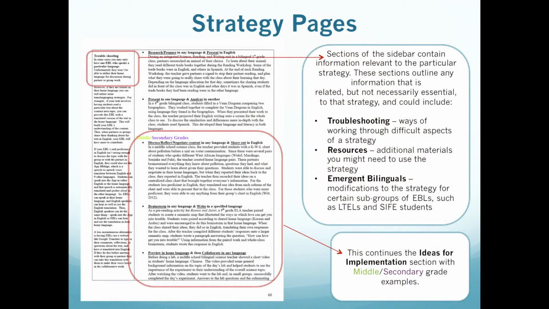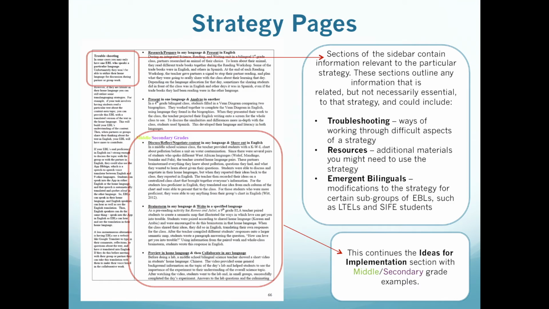The sections of the sidebar, which on subsequent pages run along the left-hand column, contain information that's relevant to the particular strategy. It may not necessarily be essential, but it might be of interest to you as you try out this strategy. For example, in this particular strategy, there is a troubleshooting section, a way of working through a particularly difficult aspect of a strategy. But there might also be a resources piece, additional materials that you might need to use the strategy.